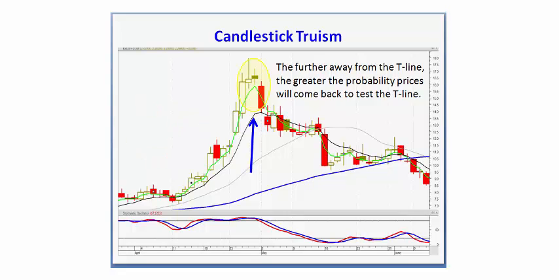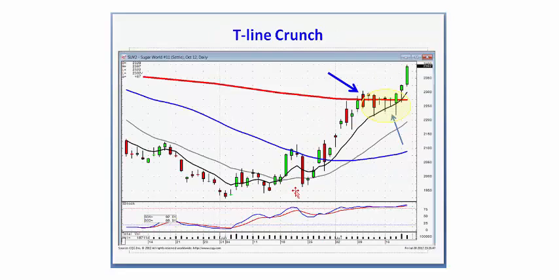So the T-line has some very important factors to it. This is what we call the T-line crunch or a bobble. Notice how when they did a buy signal to close above the T-line, they crunched through the 50, came up here, and where was it likely to fail? At the first resistance level, the 200-day moving average.